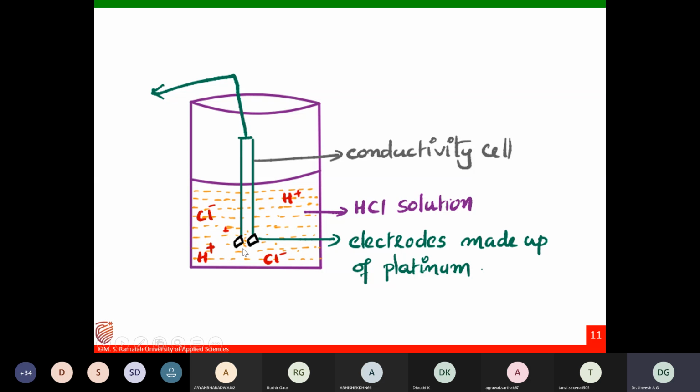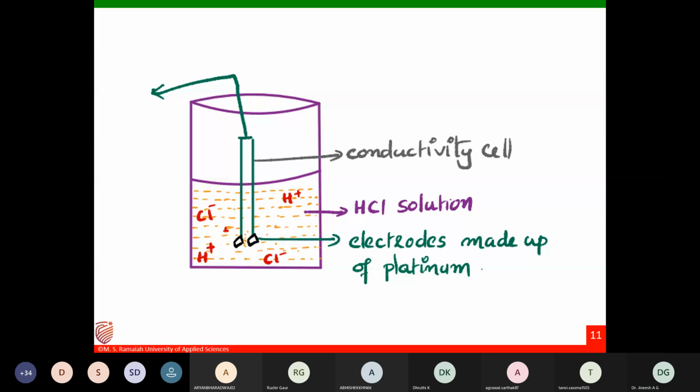But our objective is not to find the conductivity of only this much, right? Our job is to find the conductivity of the entire solution. But this setup will not give you that. This setup will give you the conductivity of the solution which is trapped between the electrodes. Got my point?